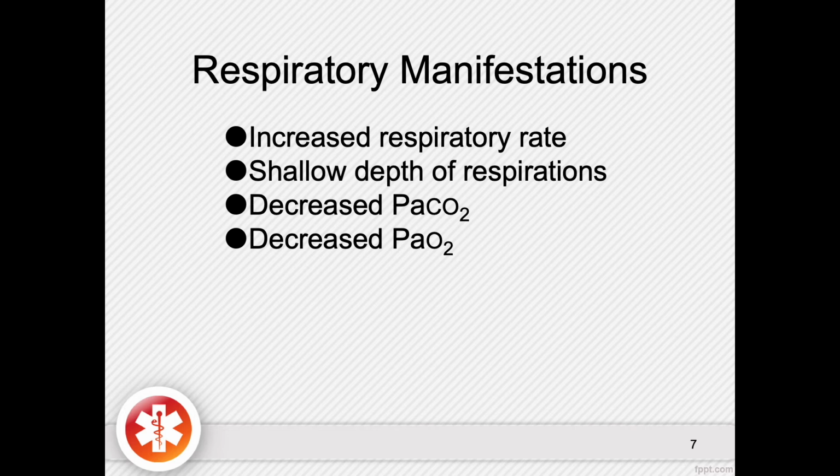Continuing with the compensatory response of the body, respiratory manifestations include an increased respiratory rate to try to compensate for the increasing metabolic acidosis. The body will deteriorate if there are no interventions. This could lead to shallow depth of respirations. Throughout the entire process, initially there will be a decreased PaCO2 and a decreased PaO2. This will not hold true as the body decompensates.